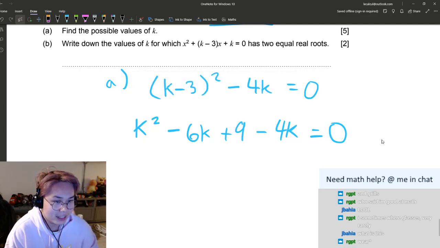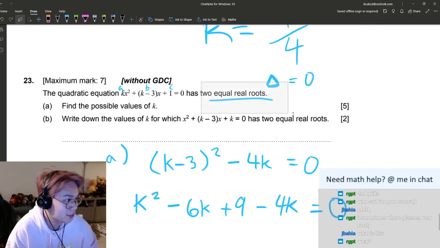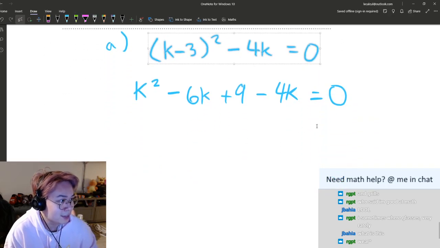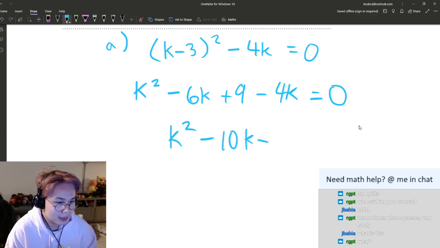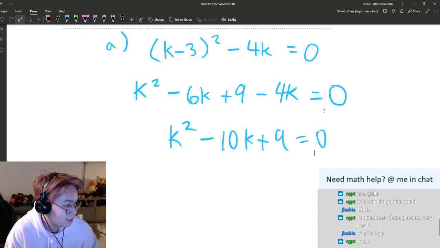Okay, we solve for k. So what happens is after you put your a, b, and c values in the discriminant and setting it equal to 0 because you have two equal roots, you have this second quadratic in terms of k. So we just use our general quadratic knowledge and solve this like before, but k squared minus 10k plus 9 equals 0.